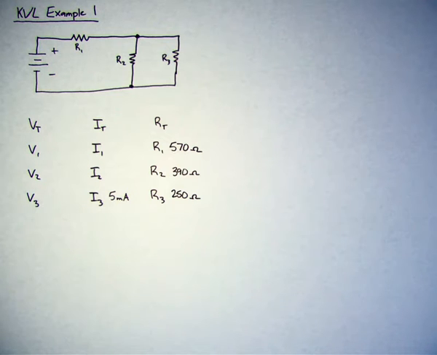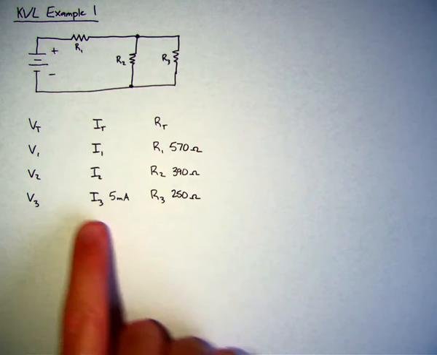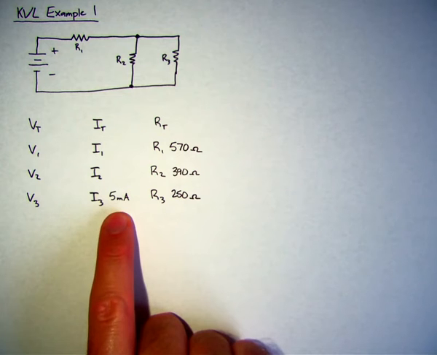I want to use this circuit to show you how to use Kirchhoff's voltage law. This is a combination series and parallel circuit. We have three resistors. You know the different resistance values. We don't know the value of the power supply, but we do know the current through resistor 3.